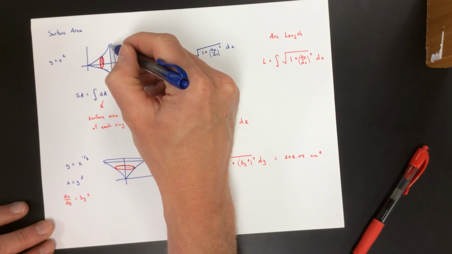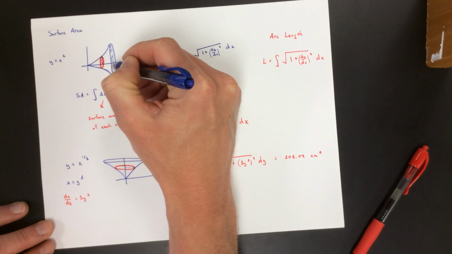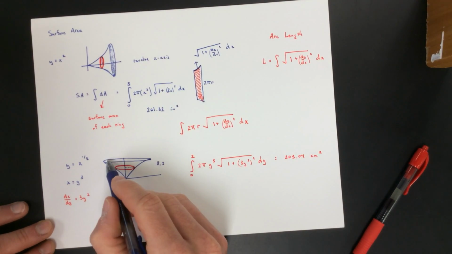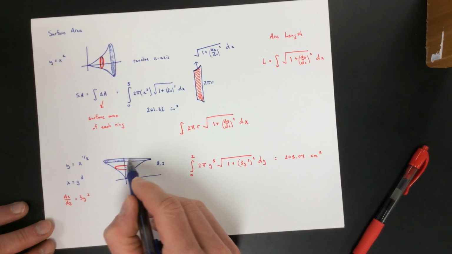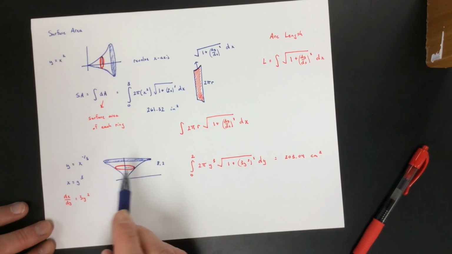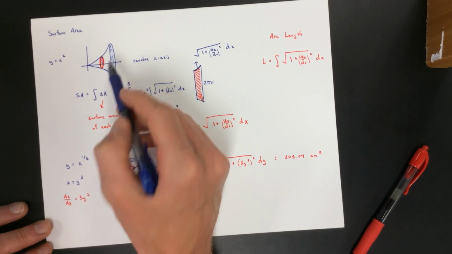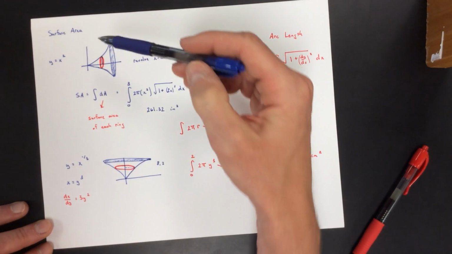And I guess I want to point out that we're not including this guy, which is just a circle. We're just talking about, I guess, the lateral surface area. Again, over here, we're not talking about this. We're only talking about kind of the wall of the tornado.